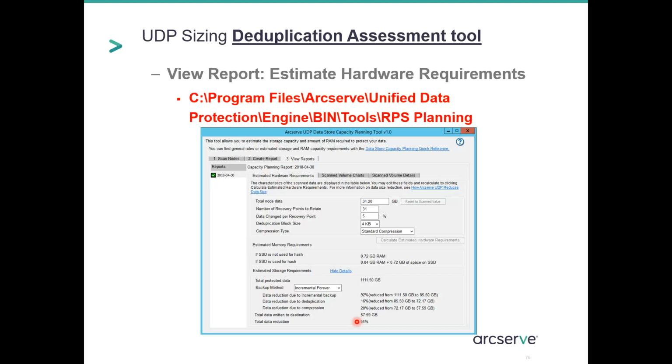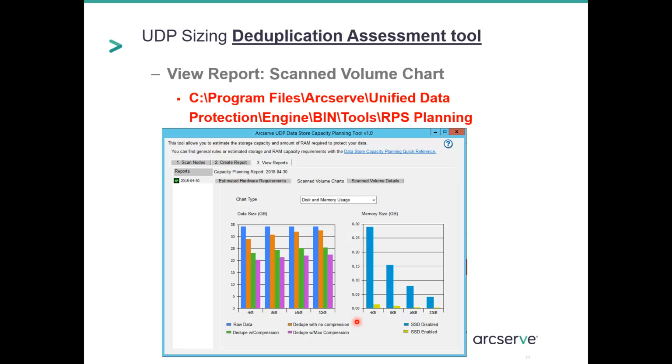So this is our estimated hardware requirements report. Next is our scan volume report. Basically, with that information, we now have an accurate view of the environment. Again, different chart types are available. The one we're looking at is specifically for disk and memory usage. You can then account for how much is needed, depending on which block size you anticipate using with our product, or whether or not you use SSD. As you can see, with SSD enabled, the memory resources drop significantly.